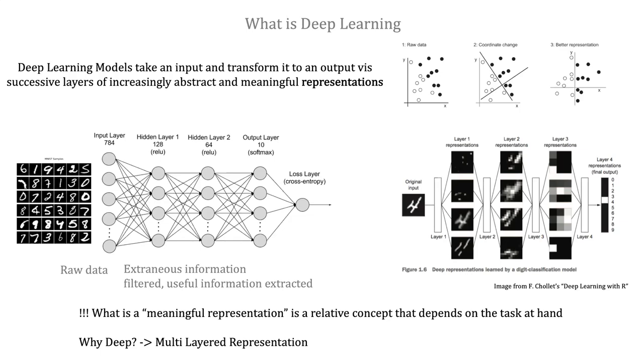So where is the deep? Where does the deep in deep learning come from? It's coming from exactly this characteristic of those models, that it's a multi-layered representation. So you go deeper and deeper into more abstract representations of your model.